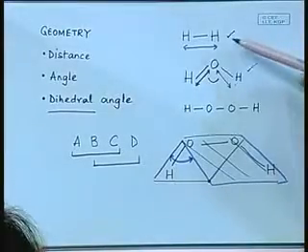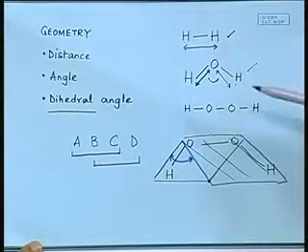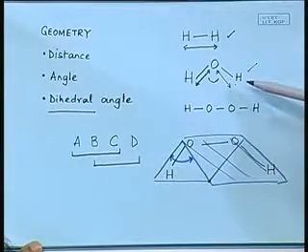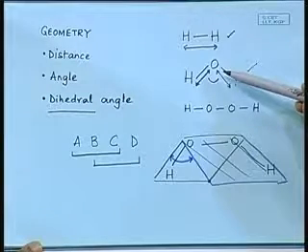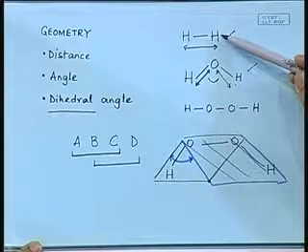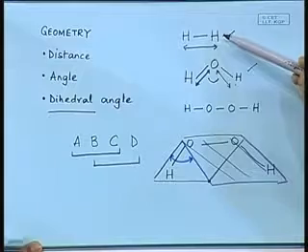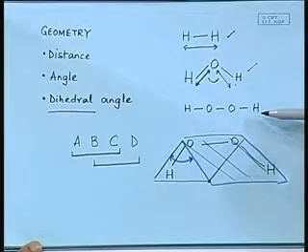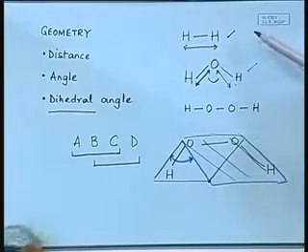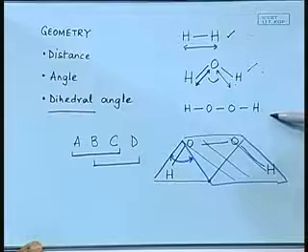So what do you have? When you are defining the geometry for just two atoms, you just need the distance. When you are defining it for 3 atoms, you need 2 distances and an angle. I don't need to give you a dihedral angle here because it does not occur. But when I come to the dihedral case, I need everything. I need the distance, I need the angle, I also need the dihedral angle.